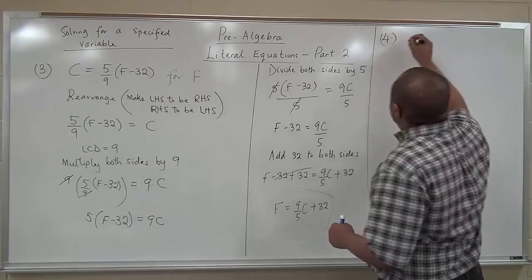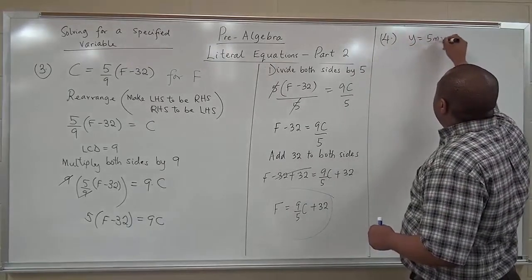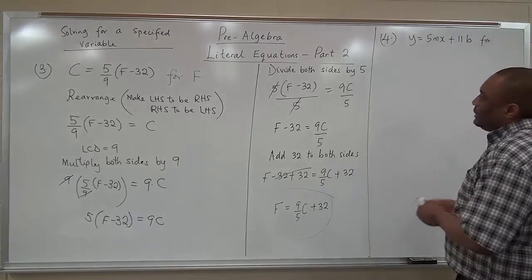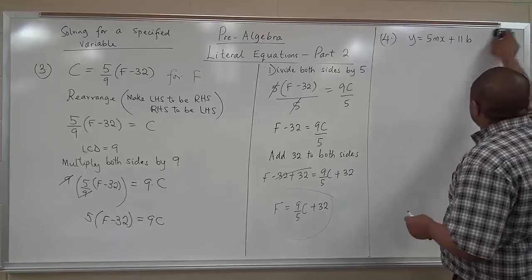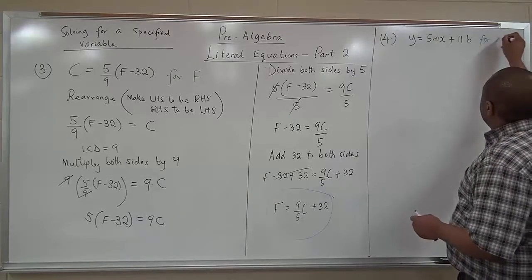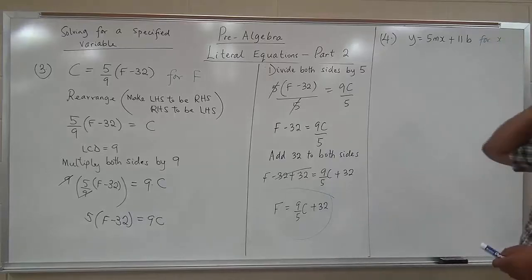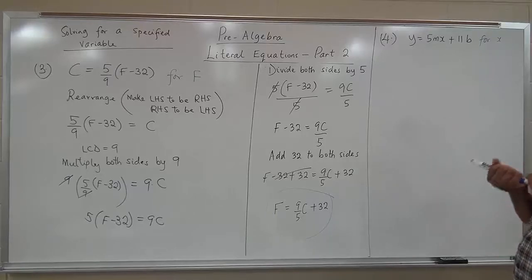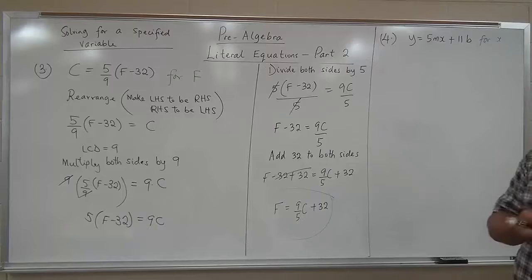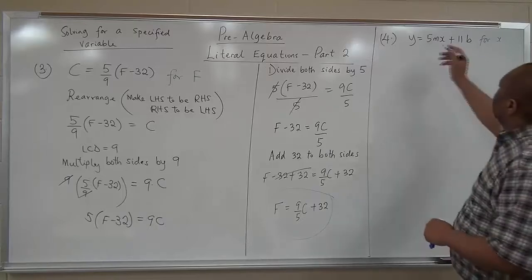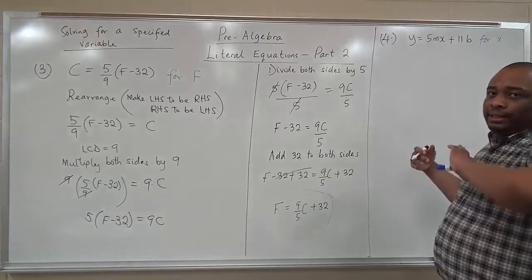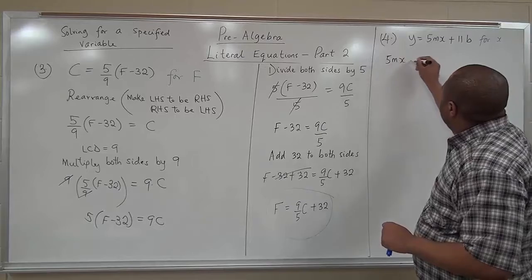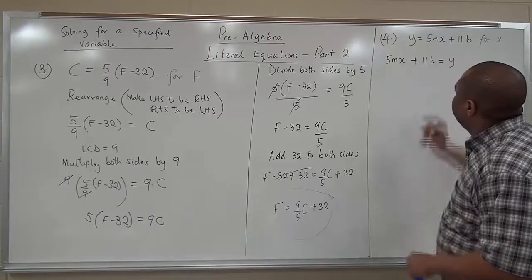Question 4: y equal to 5mx plus 11b. Solve for x. So x is on the right hand side, and we want to rearrange so that we can get x to be on the left hand side. So our left hand side will be our right hand side, and our right hand side will be our left hand side. So 5mx plus 11b is equal to y.